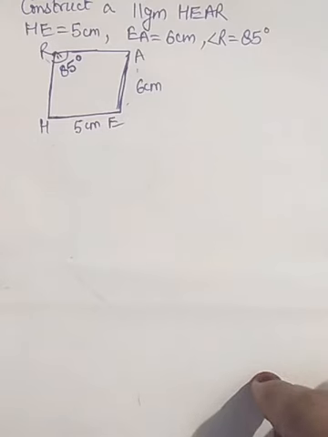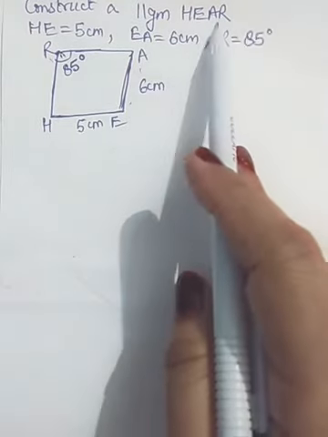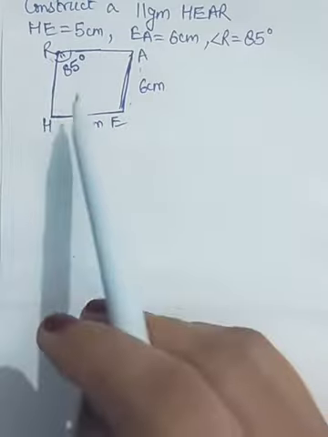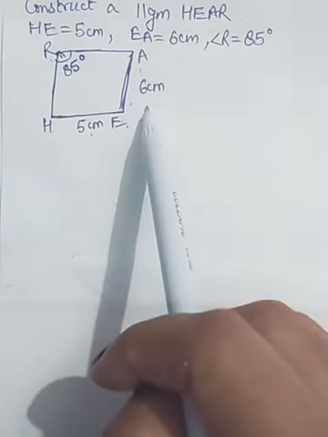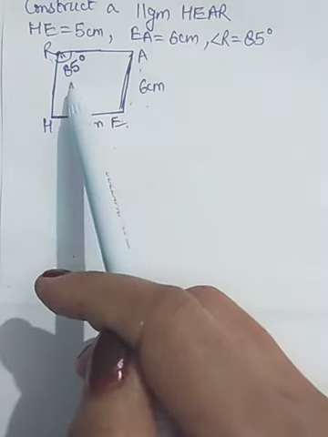Hello students, let us discuss exercise 4.3, third part. Here we have to construct a parallelogram HEAR, where the side HE is 5 cm, EA is 6 cm, and angle R is 85 degrees.